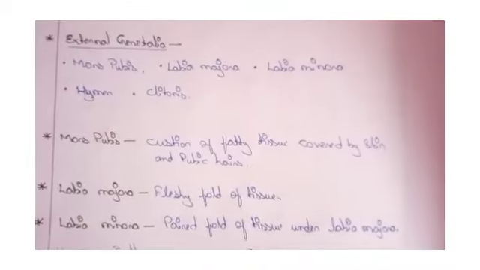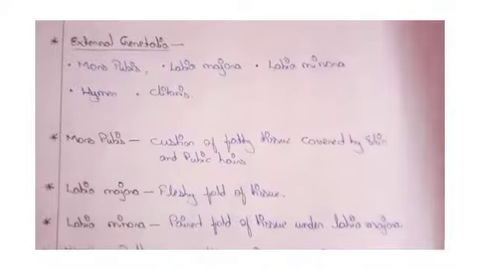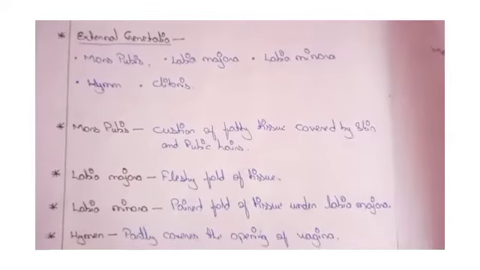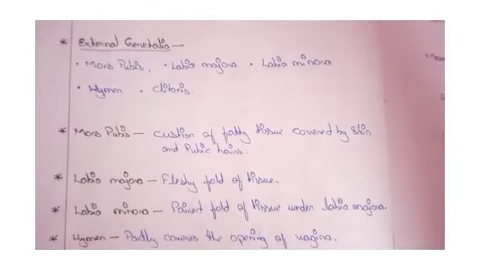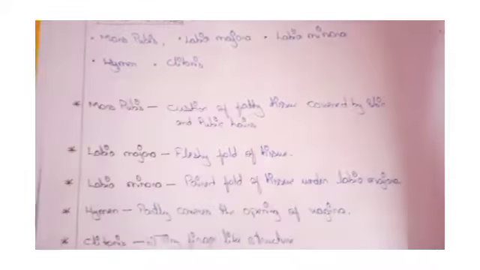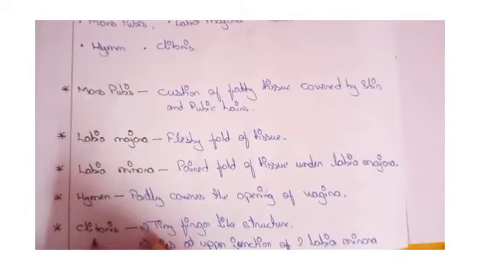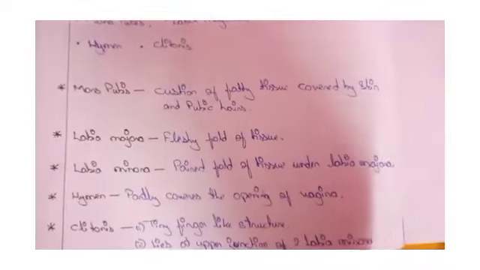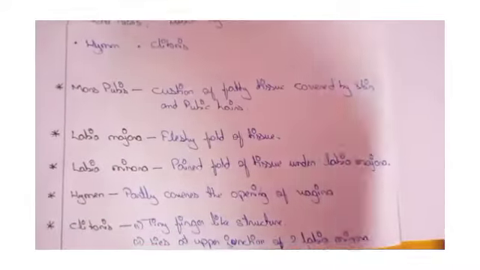Vagina is a tube where the penis enters and ejaculates the sperm into the vagina, and then the sperm goes through the fallopian tube and fertilization occurs. Okay, clitoris is a tiny finger-like structure lying at the upper junction of the two labia minora.